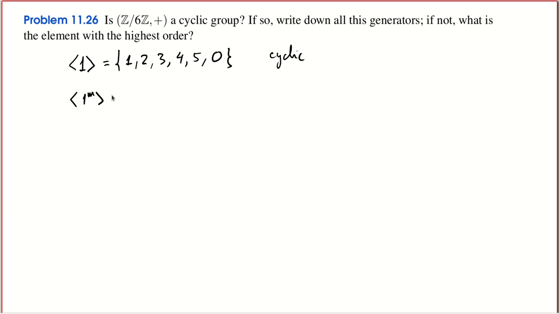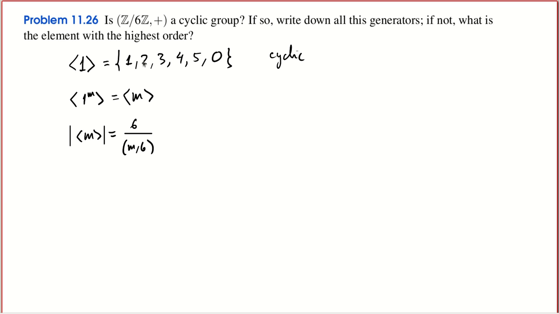And remember, 1 to the m is just the group generated by m, because it's an additive group here. And the order of this group will be the order of the group, which is 6, divided by the greatest common divisor between m and 6. So in order to find another generator of this group, what we have to find is an m such that this is equal to 1.